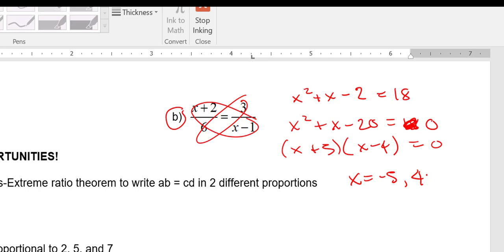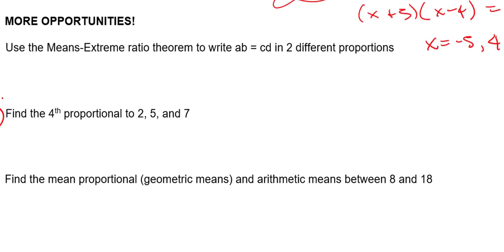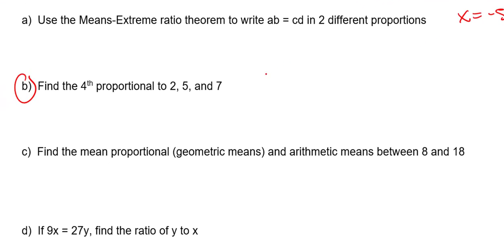Okay, so let's go after a few problems here just to make sure we're okay. Find the fourth proportional of 2, 5, and 7. So if I look at a proportion and I consider this the first position, second position, third position, fourth position, the fourth proportional would be this one right here. We'll call it x.